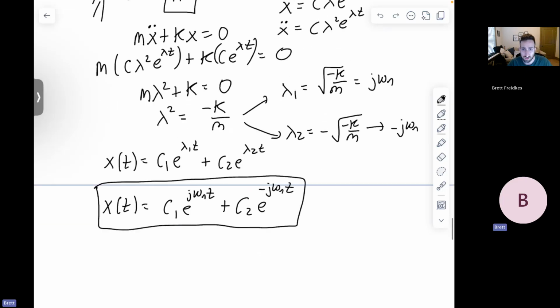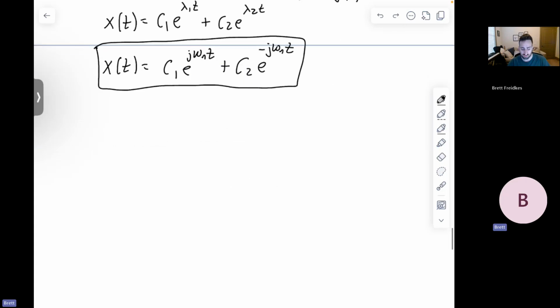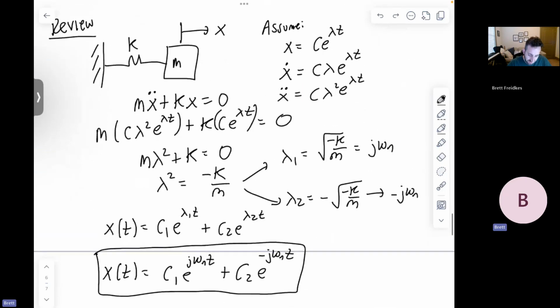And then, of course, if you wanted to write that in terms of sines and cosines, you can go ahead and use Euler's equation to convert e to the j omega t to cosine of omega t plus j sine omega t, and then do some trig to write it without the complex exponentials. But this is the general idea: we assume a solution, we plug it in, and we try to find the roots. That is our goal.